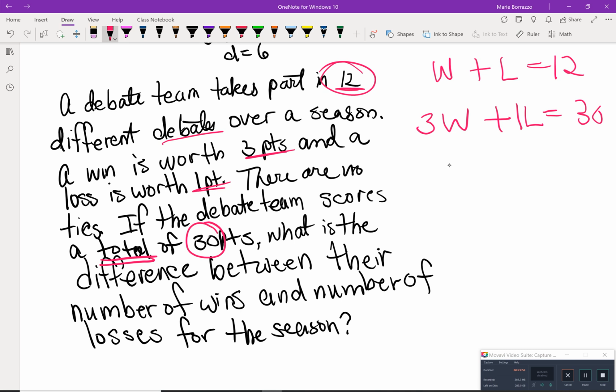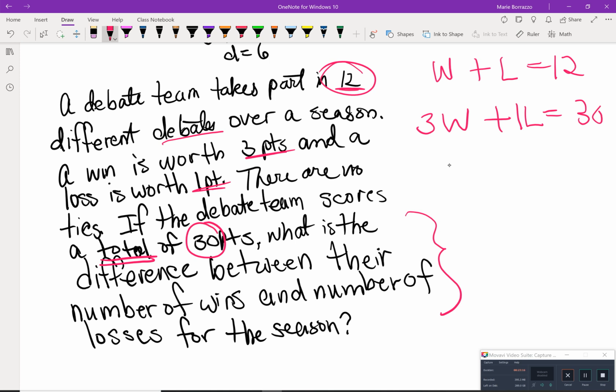There's your two equations. So they basically now are asking you in this question, what is the difference between their number of wins and losses? They're really asking you, what is W versus what is losses, L?